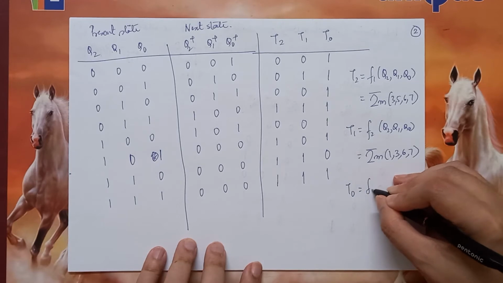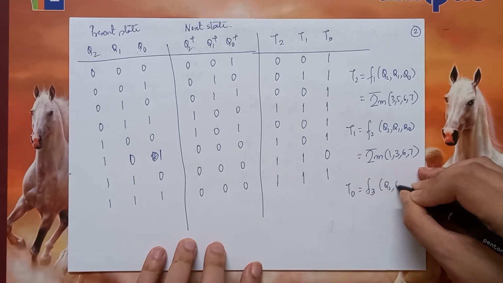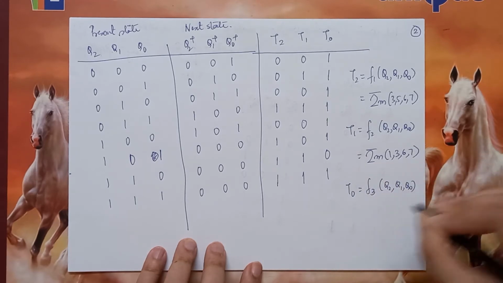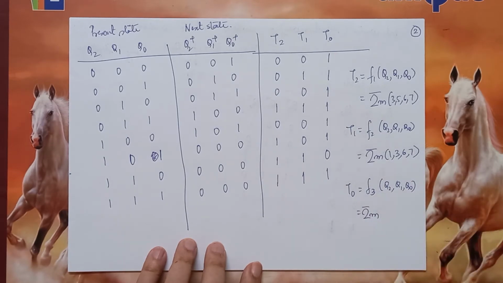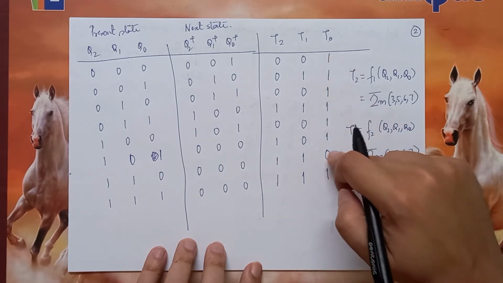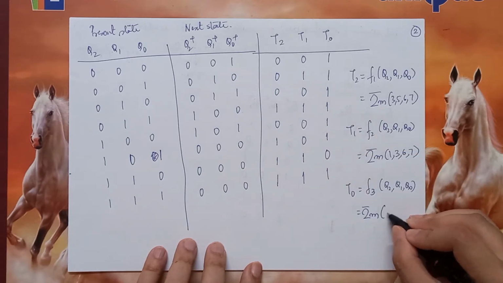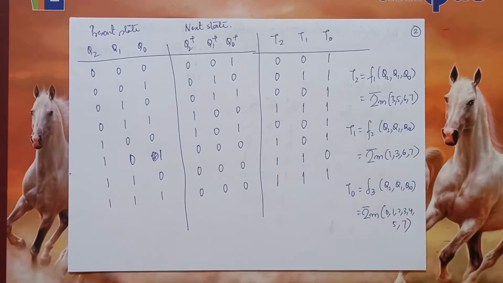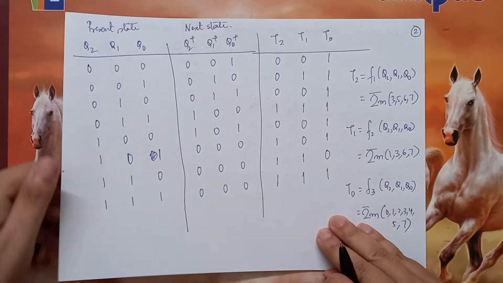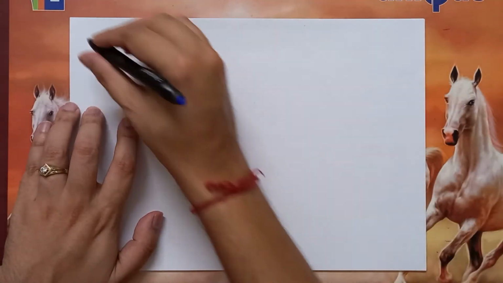T0 is some F3 of Q2, Q1 and Q0, and that is the minterms are everything except 6. So that is 0, 1, 2, 3, 4, 5 and 7. So using this, we can solve for T2, T1 and T0. So let's do that.